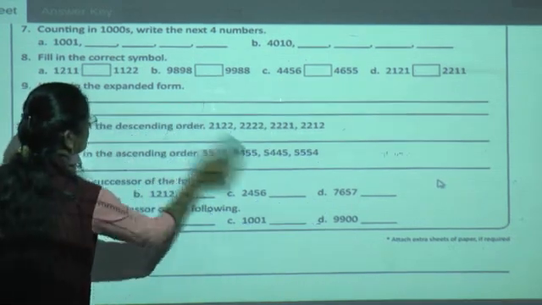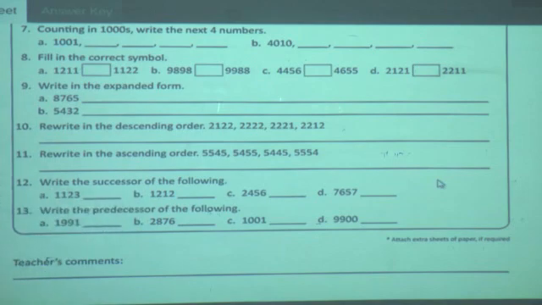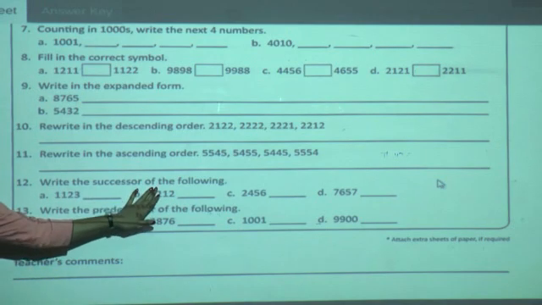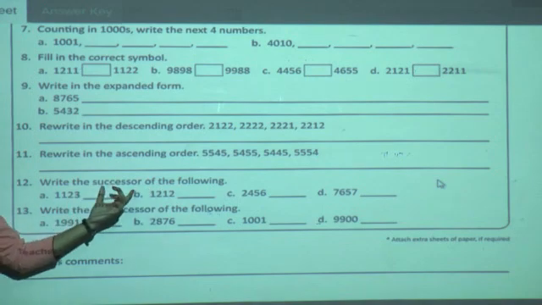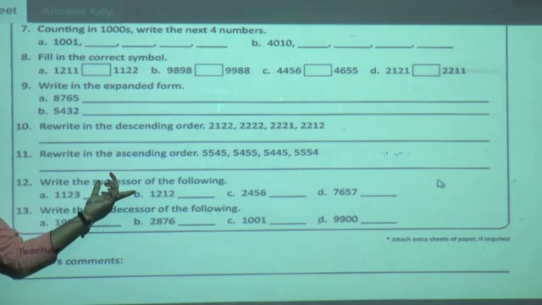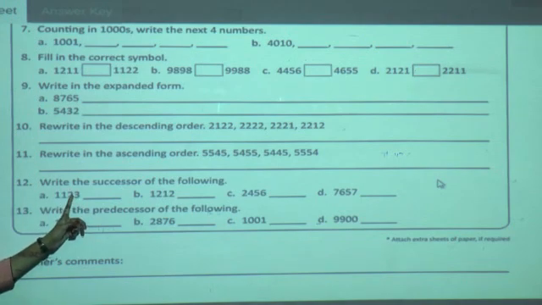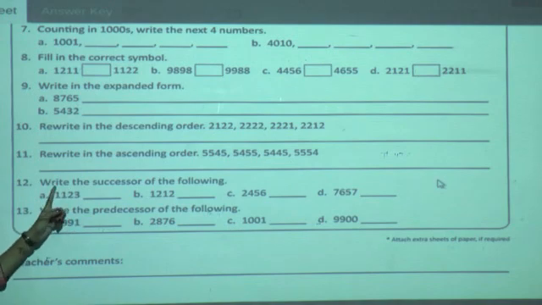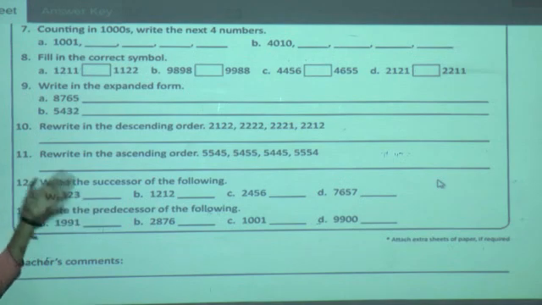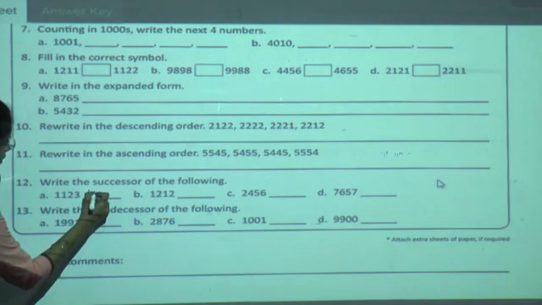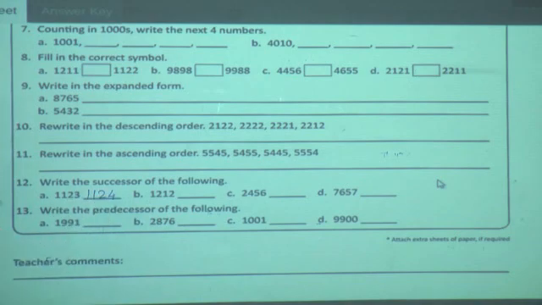Read the question carefully. The question is, write the successor of the following. Now what is meant by the successor? While teaching I told you successor means we have to add 1 in the given number, and now our number is 1123. We have to write its successor. For that you have to add 1 in the given number. So do the addition, 1123 plus 1. What will be the successor of this? 1124. This will be the successor of this number.